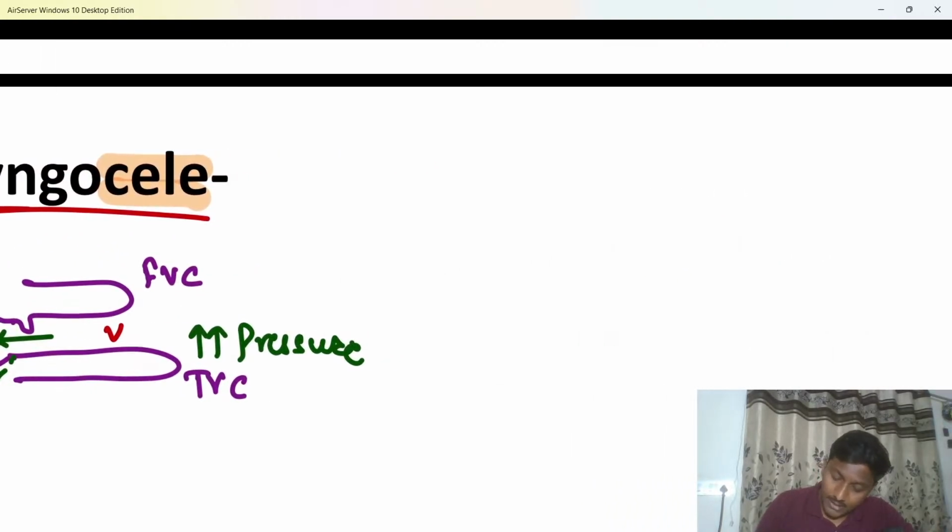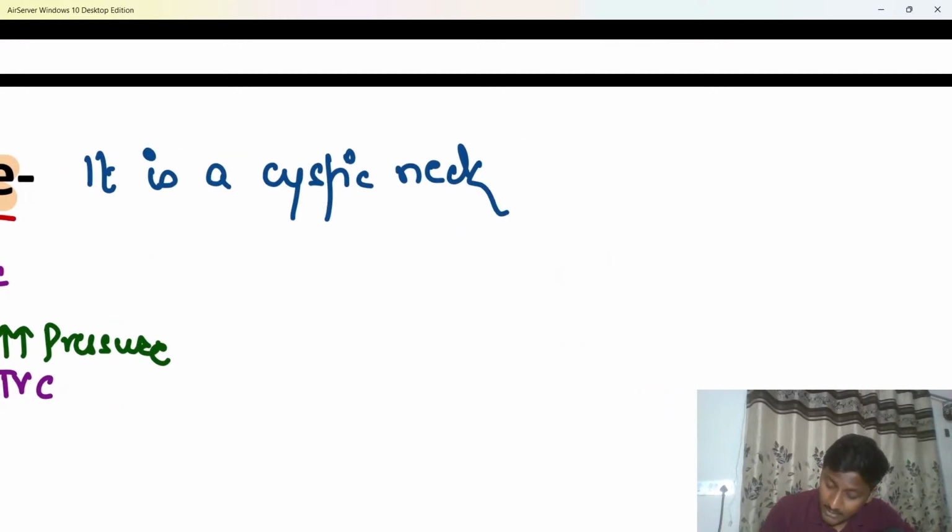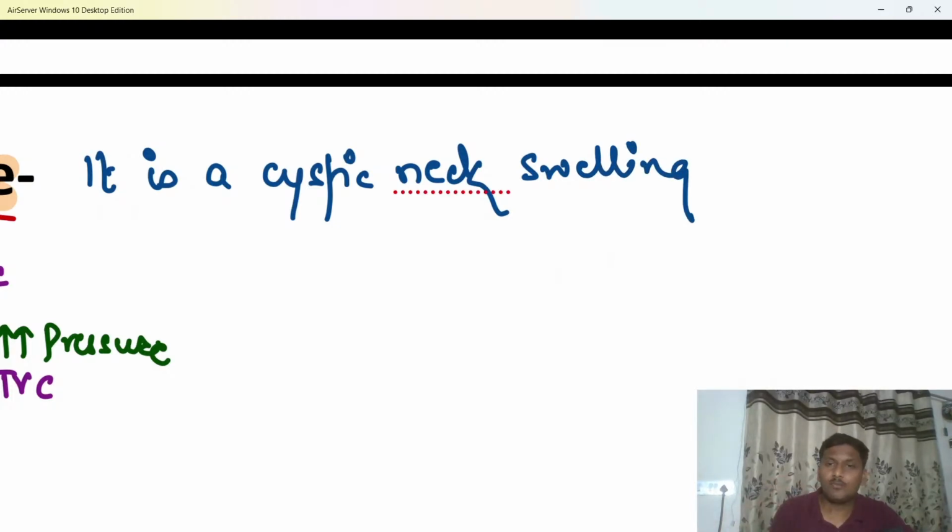So please remember in this condition, laryngocele, it is nothing else but, if I write down what it is, a cystic neck swelling. Not necessary that it will always present with a neck swelling. Please remember that externally a swelling will not always be visible. If it is very small, maybe the swelling is not visible from outside sometimes.